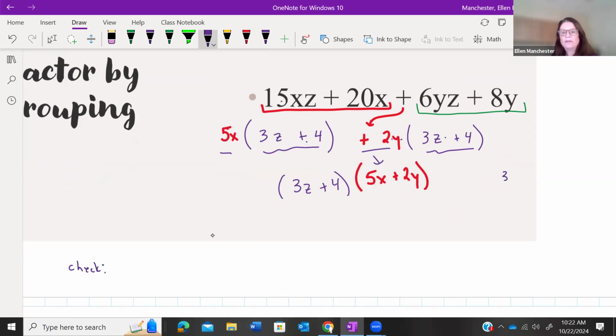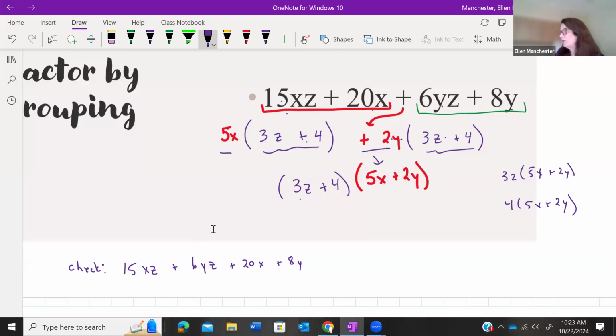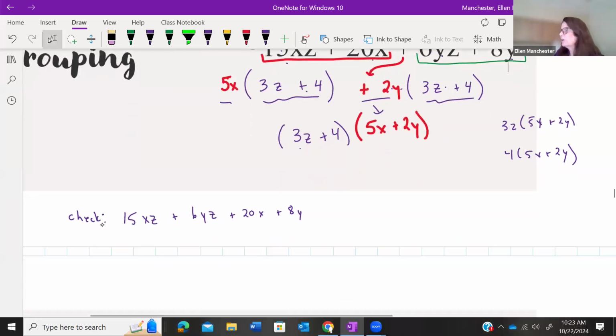So remember the 3z times 5x plus 2y and 4 times 5x plus 2y. Okay, so we're going to take this and multiply it through and take the 4 and multiply it through. So we end up with 15xz plus 6yz plus 20x plus 8y. See it? There it is. Here's your 15xz. There's your 6yz, 20x, and 8y. And it doesn't have to be in the same order, just has to have the same signs. So we're good. So we know that it works.